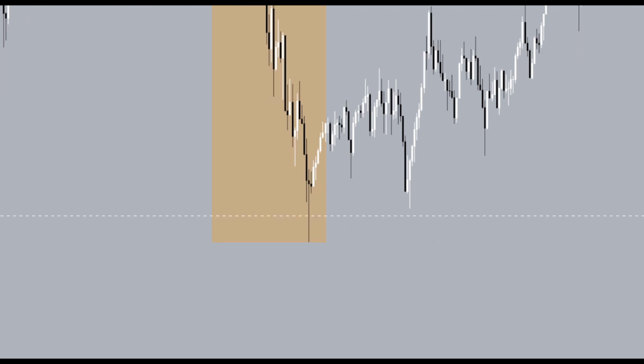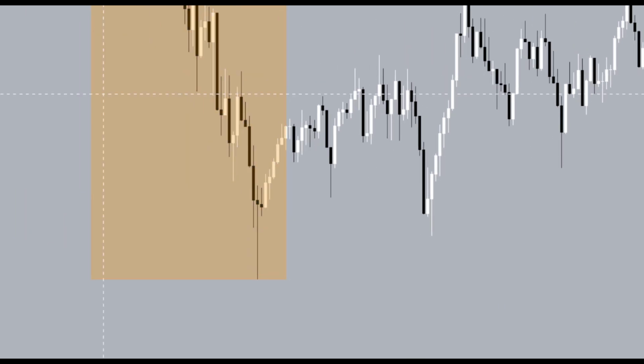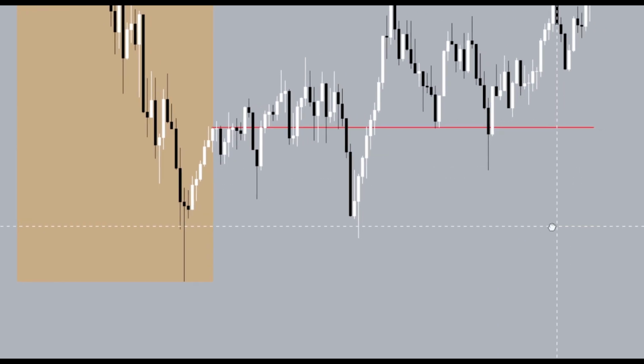So again, after the Asian range finishes, what I recommend to all my traders and all my students in the community is that you draw a line from the end of the Asian range. That's 5 a.m. UK time, or midnight New York time. And what we do is we simply draw a line across like this.